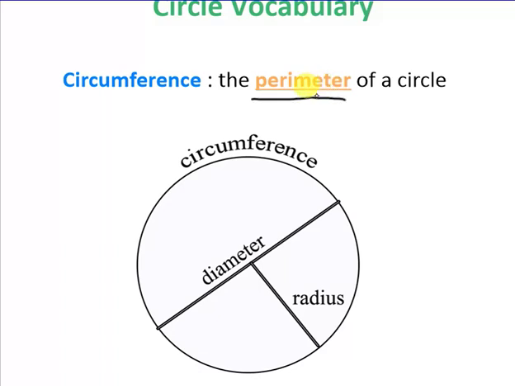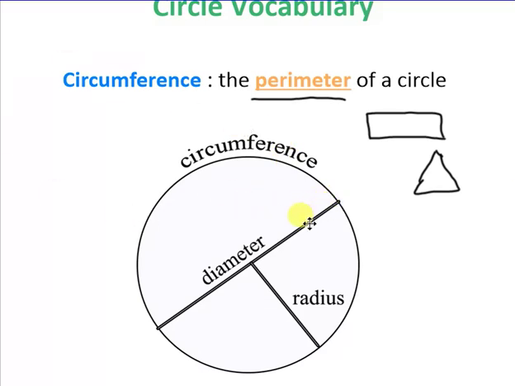Now, the reason why we don't just call it perimeter is because perimeter usually refers to a shape that has actual sides. So for example, like a rectangle or a triangle, you would just simply add up all the sides and get your perimeter. But with a circle, there's no distinct sides. It's just circular, and so that's called a circumference. But just know that when we talk about circumference, we are talking about the actual perimeter of a circle.